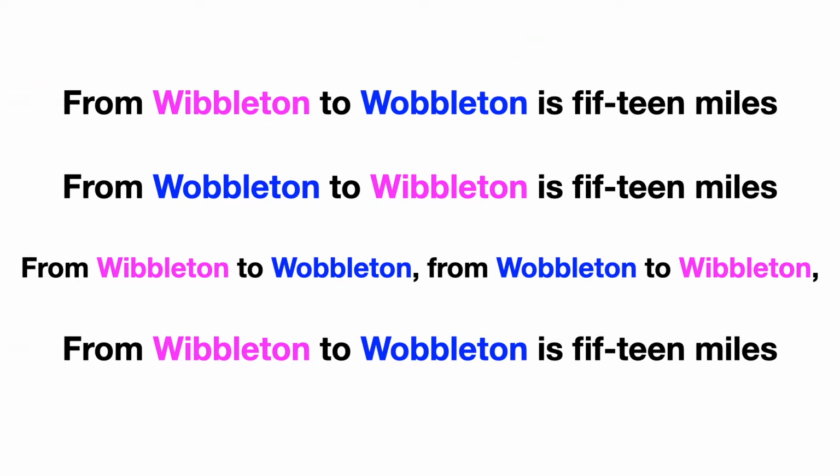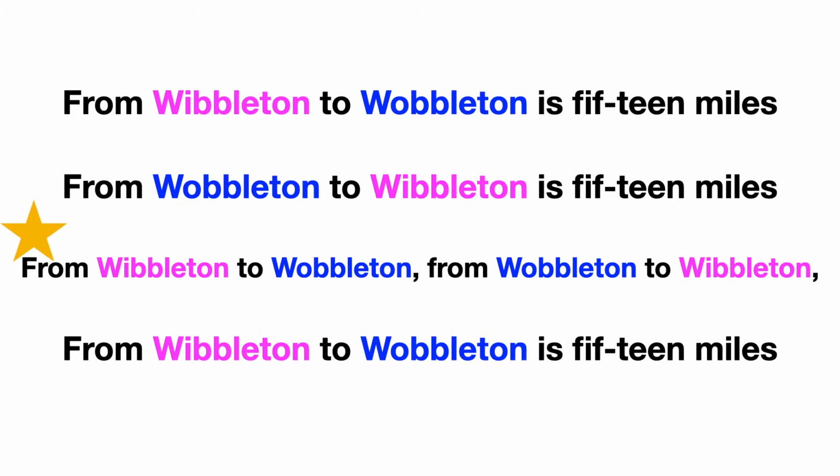Now it's time to start practicing this tricky poem. Let's do one phrase at a time. I'll say it first, and then you say it with me the second time. Here I go. From Wibbleton to Wobbleton is 15 miles. Let's try it. From Wibbleton to Wobbleton is 15 miles. Next phrase is the exact opposite. Listen first. From Wobbleton to Wibbleton is 15 miles. Here we go. From Wobbleton to Wibbleton is 15 miles.